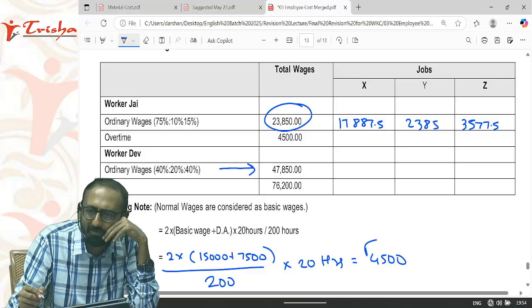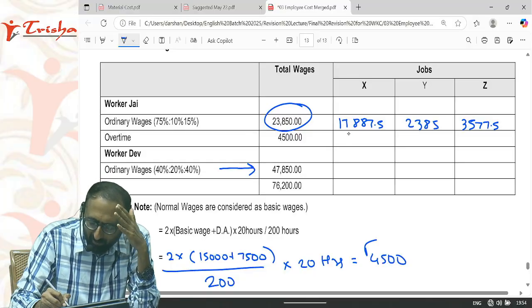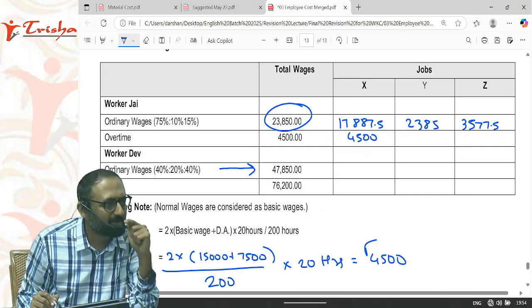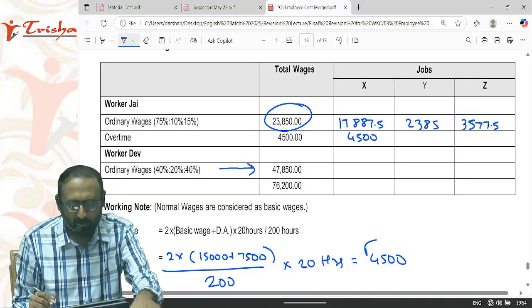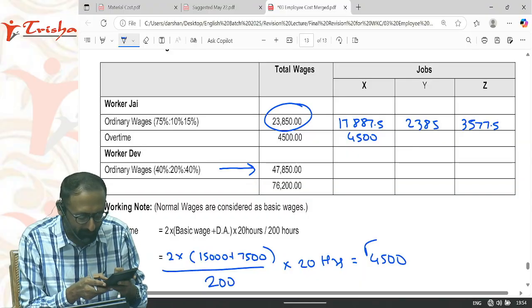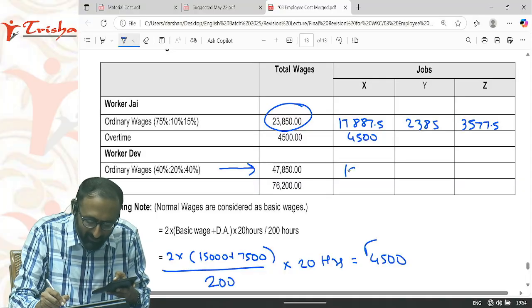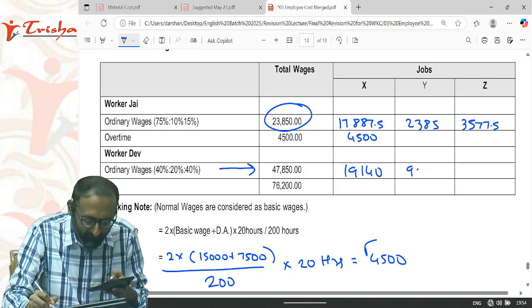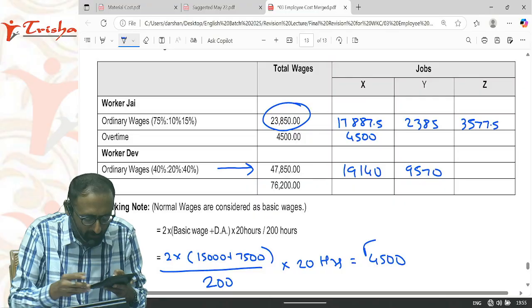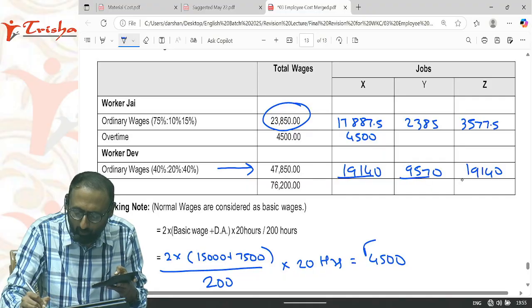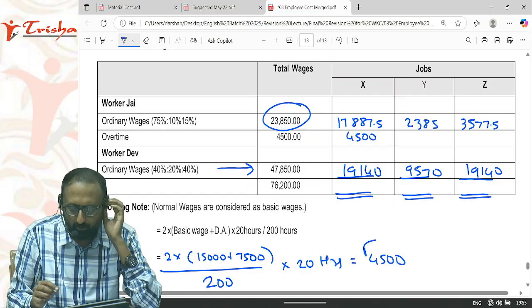Now overtime you told me 4,500. Where will I write the overtime? In all jobs, or will overtime be written only for job X? It is given in the question that overtime is done only on job number X. Now next part, 47,850 multiplied by 40% is 19,140. 0.20, sorry, is 9570. And 0.40 is 19,140. If you take a total, it will be the total cost applicable to various jobs. Take the total yourself.